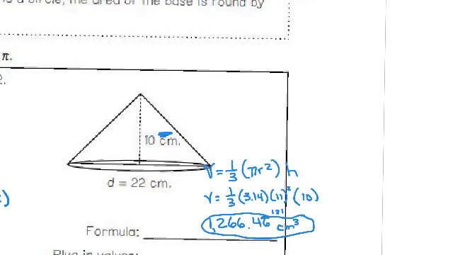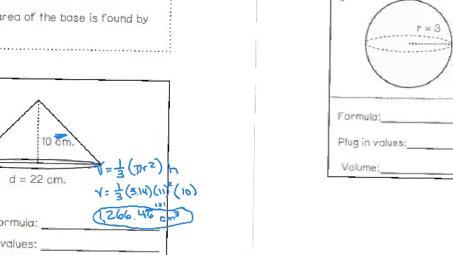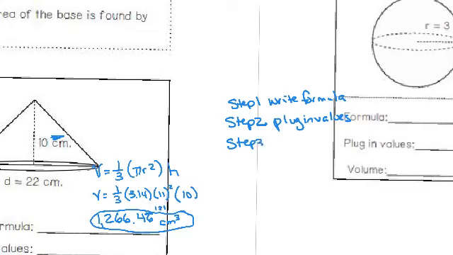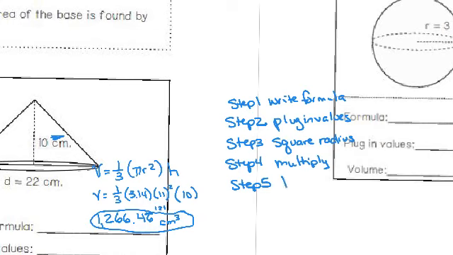Okay? Formula, step 1, just like yesterday. Write the formula. Step 2, plug in the values. Step 3, square your radius. Step 4, multiply. Step 5, label your answer.